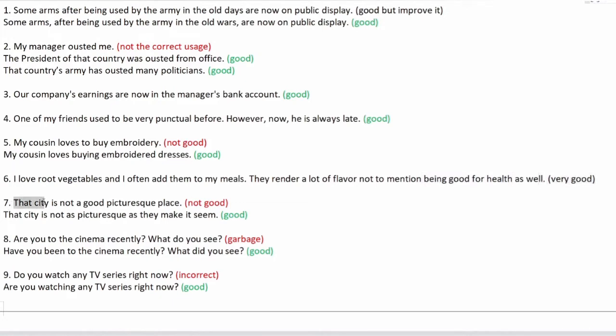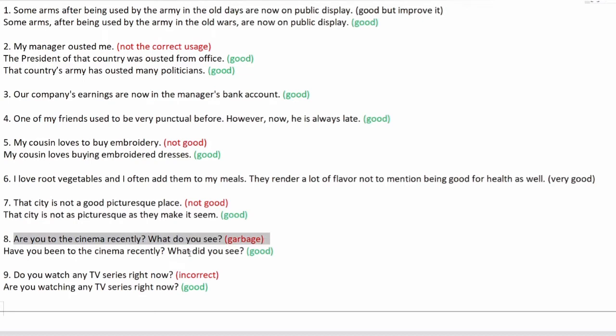Number seven, "that city is not as picturesque." "Is not a good picturesque place." It's not a very good way of putting it into words. So, that city is not picturesque, or is not as picturesque as they make it seem or appear in the photographs or in the movies or whatever. Right, so it's not as picturesque as they make it appear or seem.